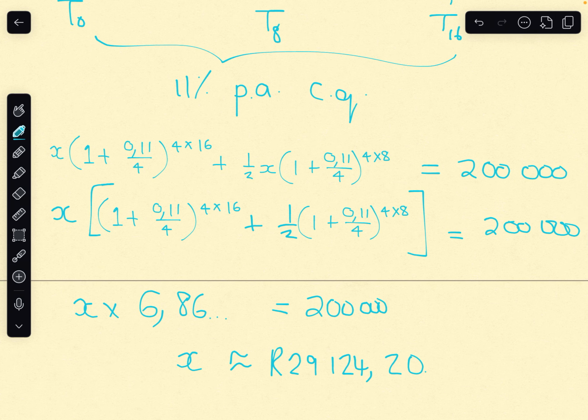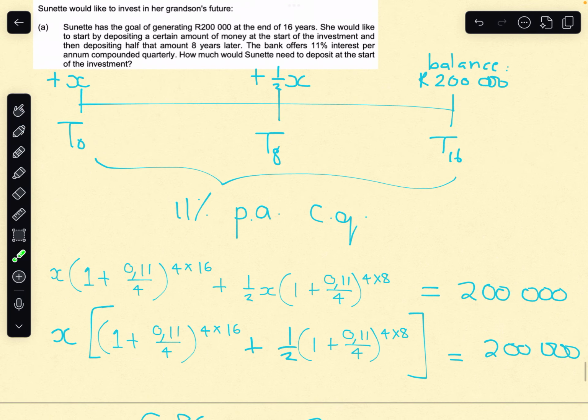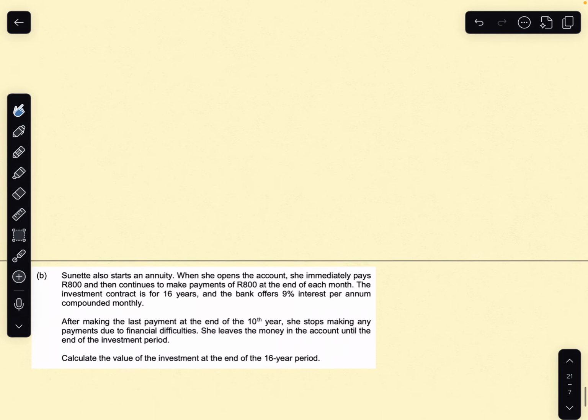is how much she would need to deposit here, and then half of that amount over here, and then at the end of the 16 years she will have 200,000 rand, which is incredible. So about 30,000 here, and then 15,000 here, and then at the end of the 16 years you have 200,000 rand. That's amazing. Investment for the win.